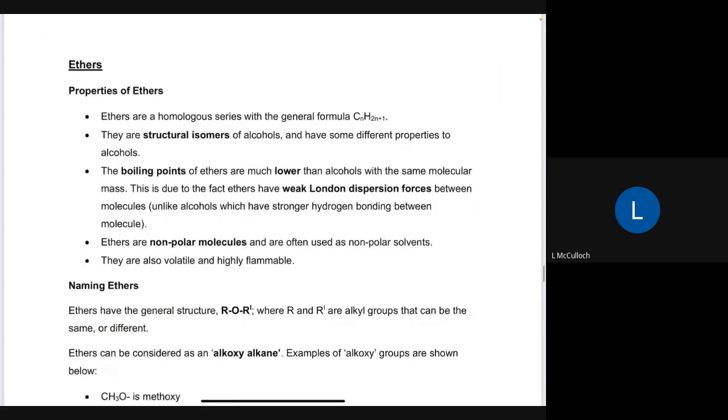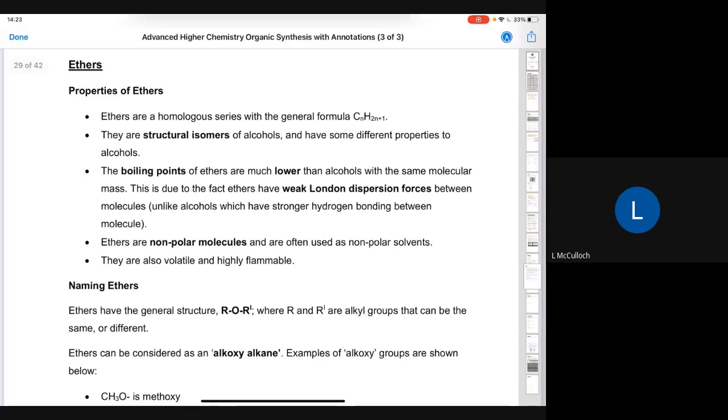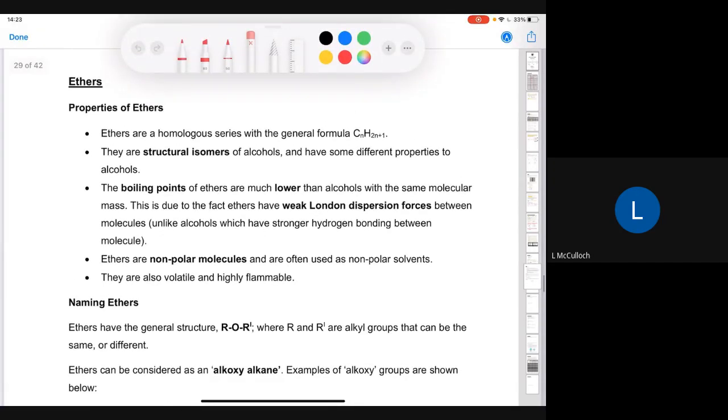It to the page titled Ethers. All right, so let's start by going through ethers.